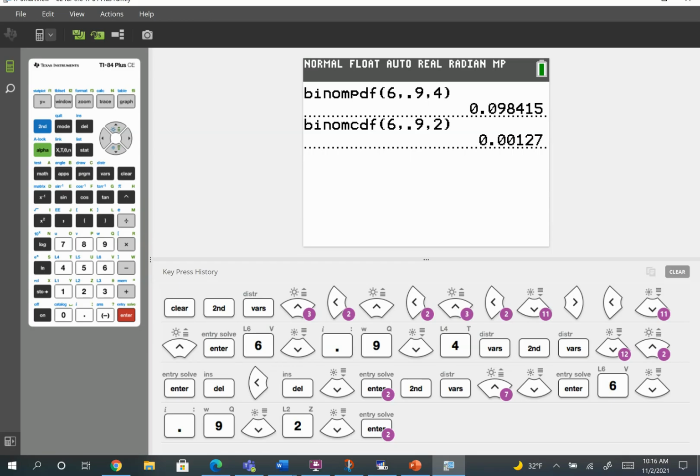So now how can we handle the last situation? I can't tell the calculator to start at 2 and stop at 6. This program only will do 0 up to the number you tell it to stop at. So if you want to use the calculator, you sure can. You're going to have to do, though, the 1 minus option.